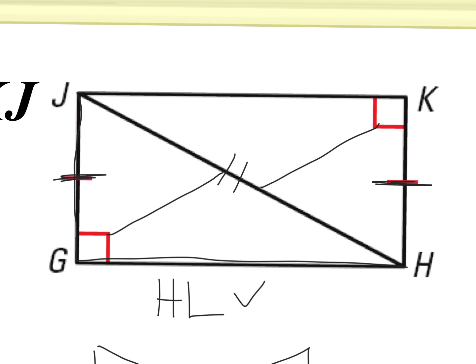So what gives away hypotenuse, leg? What kind of triangle gives it away? Right triangle. So whenever you see a right triangle, I'm not saying it's always going to be hypotenuse, leg, but check that first. You've got a good chance. It's probably going to be hypotenuse, leg.